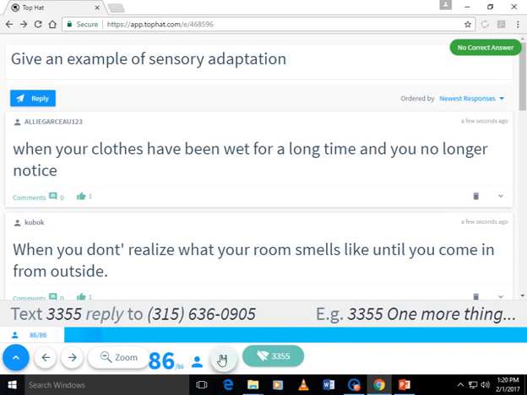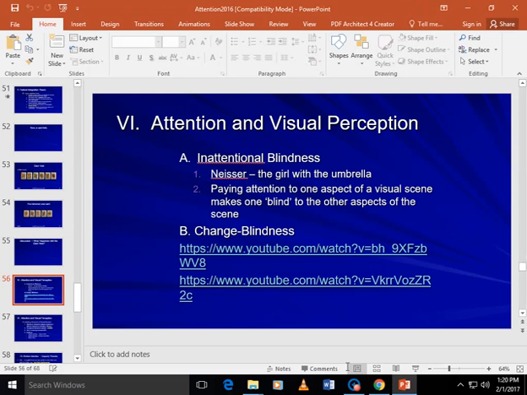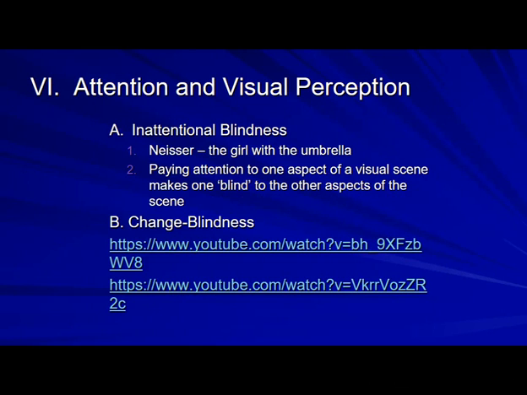In terms of blindsight, blindsight is that phenomenon where someone has damage to their primary visual cortex, and you present a stimulus there, and they can actually report that it was present at a higher rate than you might expect from chance.